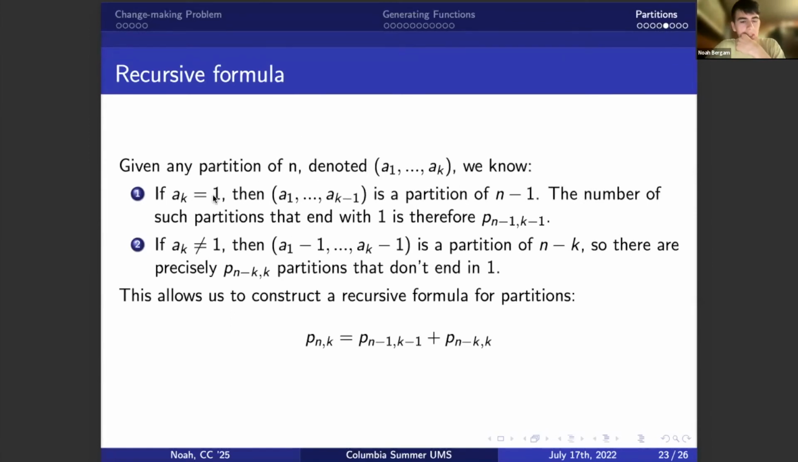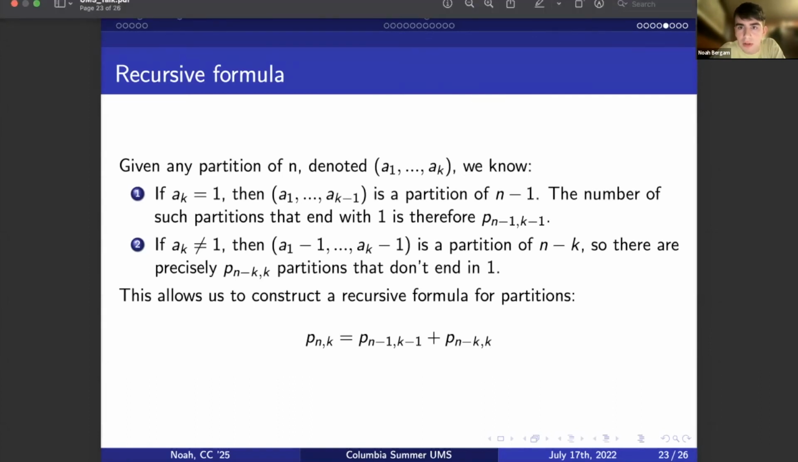Now, we can consider 2 different cases on this partition. We can say, okay, a_k could be 1. Like the last value of this could be 1. And in that case, what we do is we can say, well, a_1 to a_(k-1) is a partition of n minus 1.